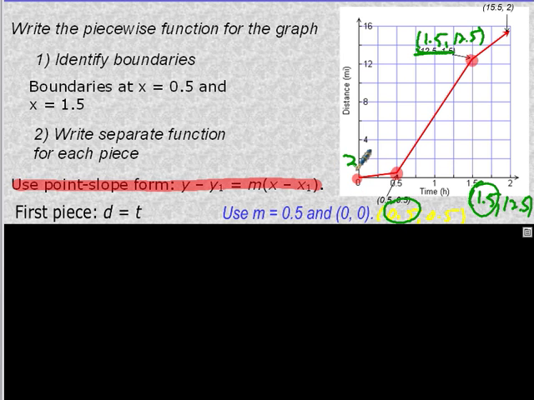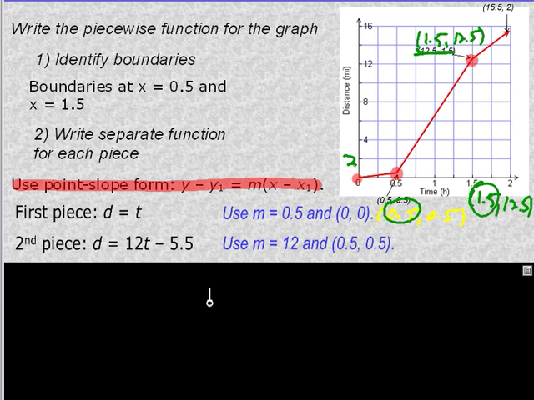So it's going to be, well, here's our slope. We go from 0, 0 to 0.5 over 0.5, which is basically going to be 1. So if our variables were y and x, it would be y is equal to our slope of 1 times x plus 0, which is y is equal to x. But they're using t to be our independent variable and d to be our dependent variable, so it's d is equal to t.